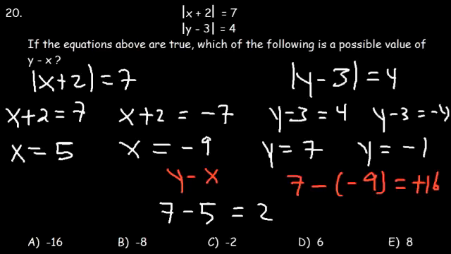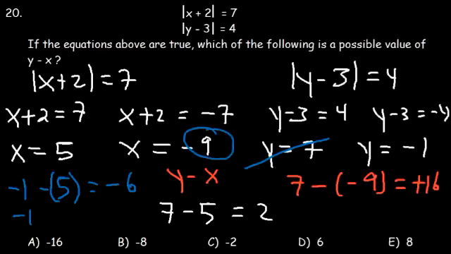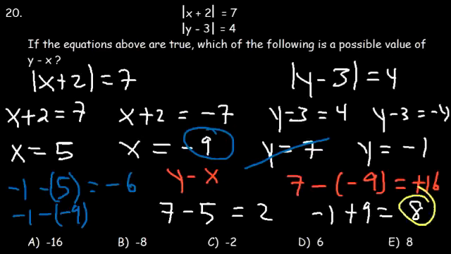So now we've used up y. So now let's try the other y value. So if we use negative 1 as y, we can use positive 5 for x. So negative 1 minus 5 is negative 6. That answer is not there. So now if we use negative 1 for y, and then the other x value, negative 9, negative 1 minus negative 9 is the same as negative 1 plus 9, which is equal to 8. Now that answer is listed there. So 8 is a possible value of y minus x using these two equations.